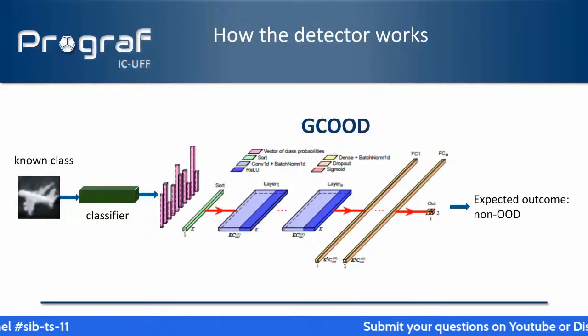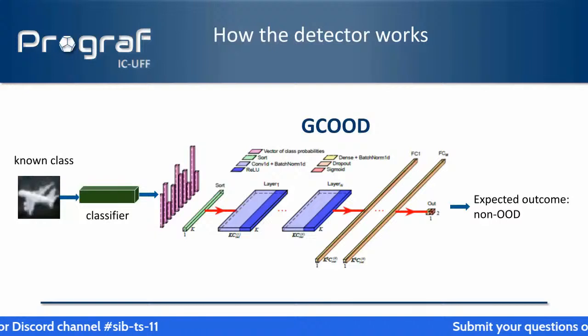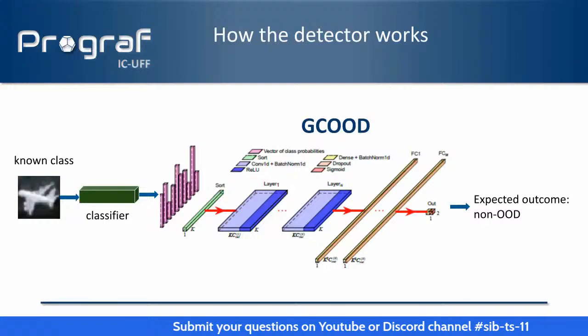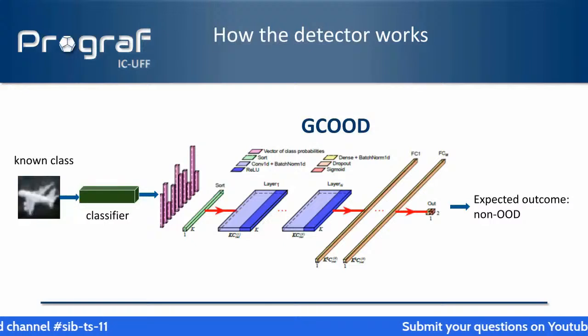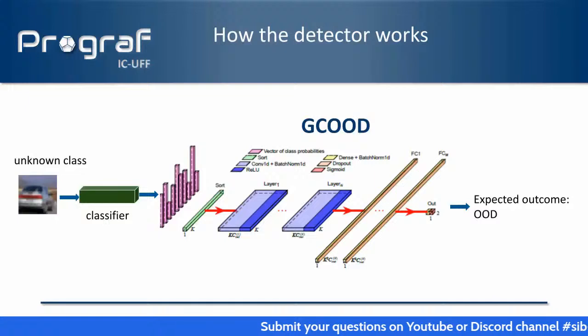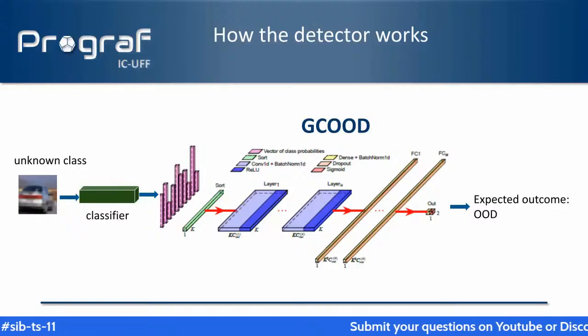And how will this work? As an illustration, suppose our classifier knows an airplane image. Then the classifier must give an output of probabilities, represented in pink, given by the softmax function. Our detector will take this as input and must return no OOD. On the other hand, if it is a class unknown to the classifier, such as a car, the detector must output OOD.